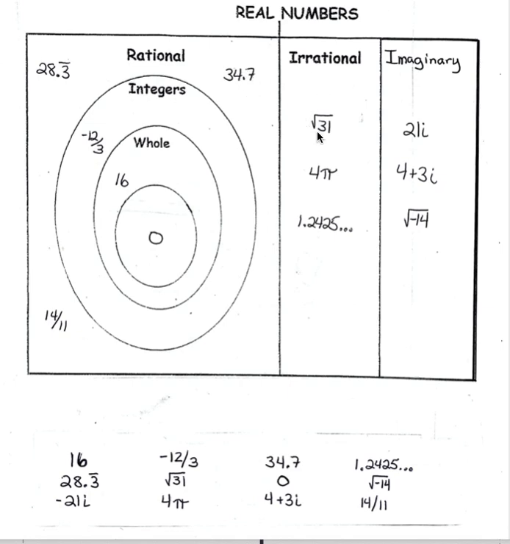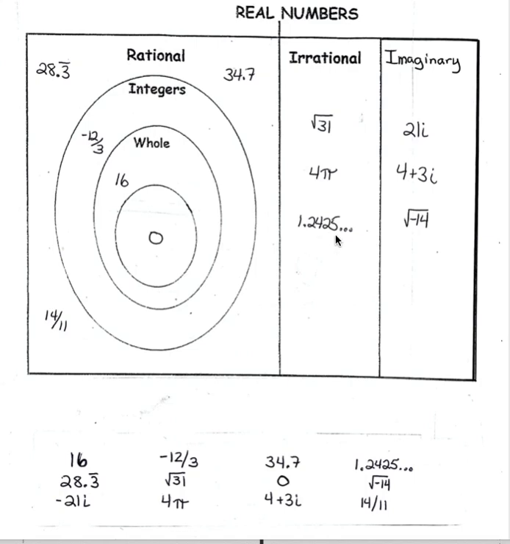Now, irrational would be square roots that are not perfect squares. I could have had something like square root 16. Well, that would have fallen under whole numbers because square root 16 works out to be 4. 4 pi, well, just know pi is always irrational. It doesn't matter what number you put in front or divide it by. Anytime you have pi, that's going to be irrational.